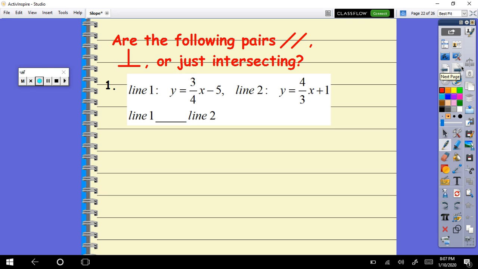Okay, so knowing that, I could ask you, are the pairs of lines that I'm giving you parallel or perpendicular or just intersecting? Well, guys, to answer this question, you have to know the parallel perpendicular question is a slope question. So you need to go through and tell me the slope of each line. Well, for line 1, since line 1 is in y equals mx plus b, the slope of line 1 is just 3/4. Well, what's the slope of line 2? Well, it's also in y equals mx plus b form.